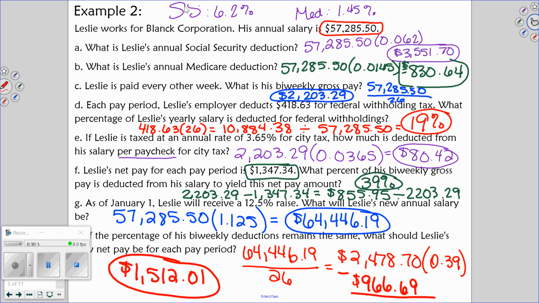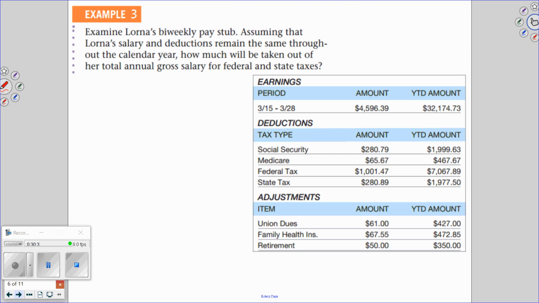So he was bringing home $1,347 before his raise. Now he's bringing home $1,512. Okay, that's a good raise. All right, I know that was a lot, but how are we feeling? Step by step. Be careful if it talks about annual salary or if we're talking about your biweekly. It goes back and forth between the two. This is a long section, I know. Number 3 is easier.